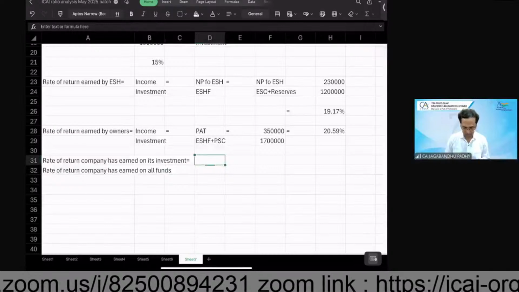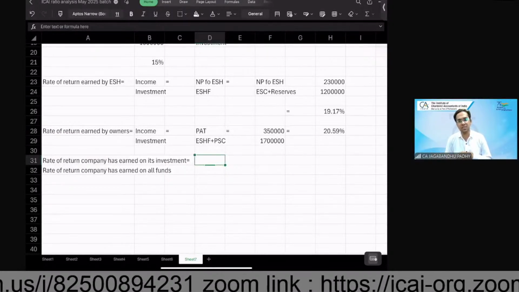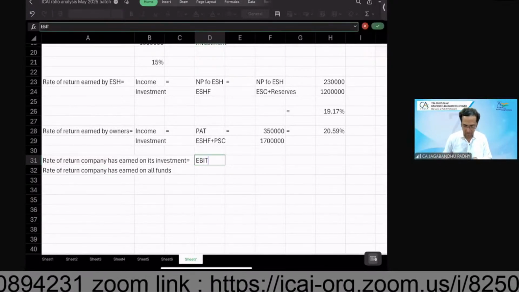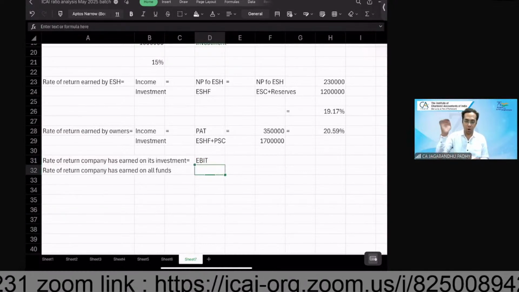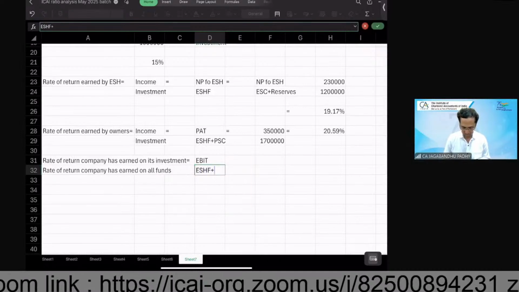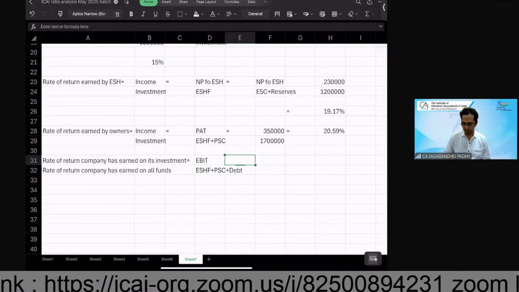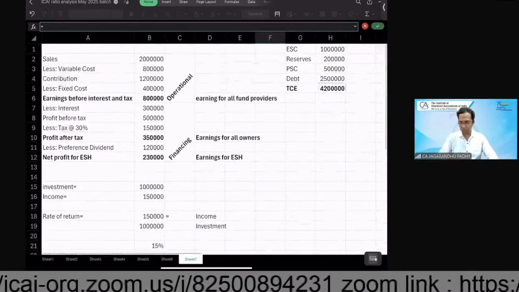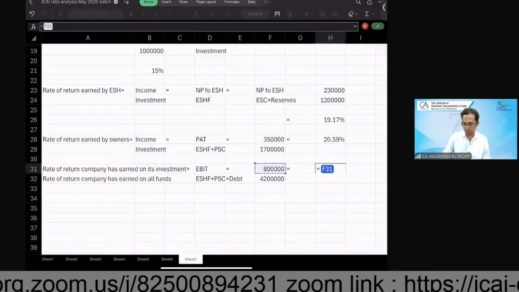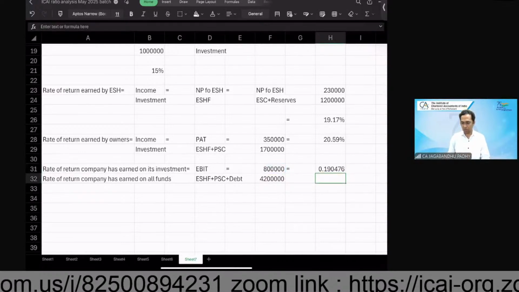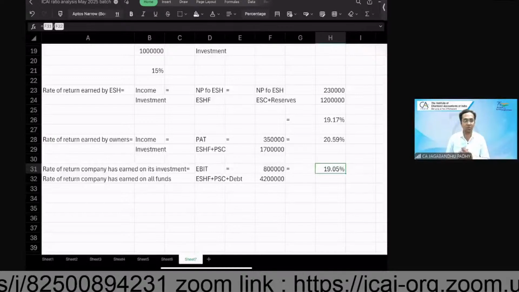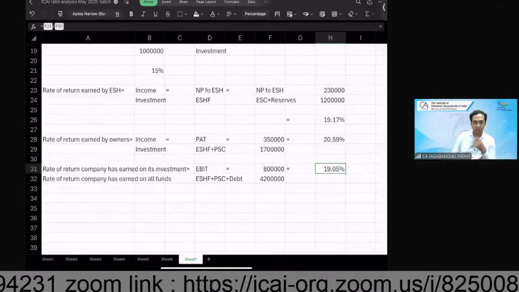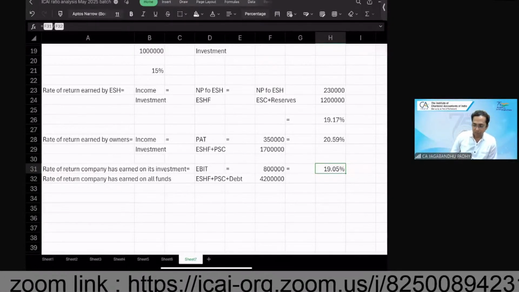I can see many of you are able to quickly answer it. Again, the same fundamental, income upon investment. What is the income which has been earned for all the investors? Can I say EBIT? And what is the investment made by all the investors? It is your equity shareholders fund plus preference share capital plus debt. So if you do the calculation, EBIT is 8 lakh, and the total capital employed is anyway this 42 lakhs, and we get the number as 19.04 or 05%. So the rate of return earned on the investments is 19.05%, guys.